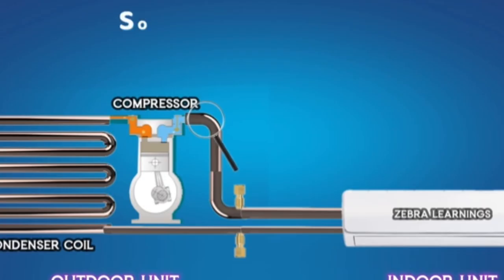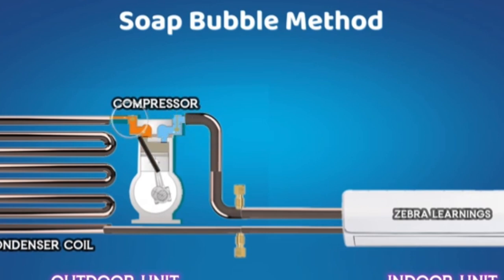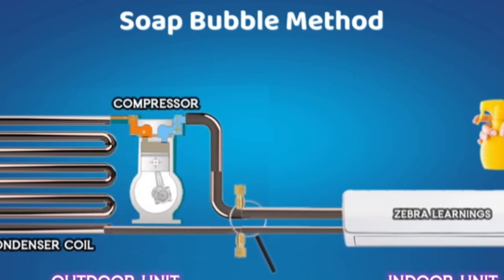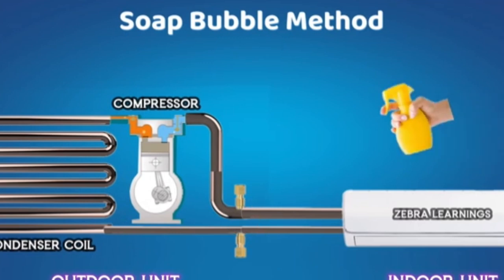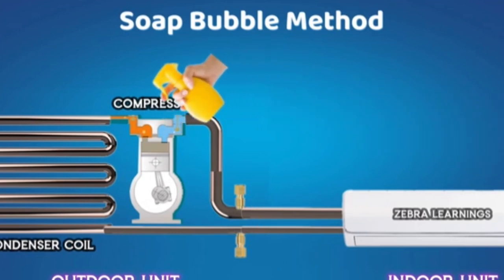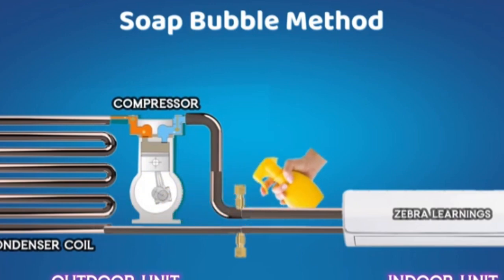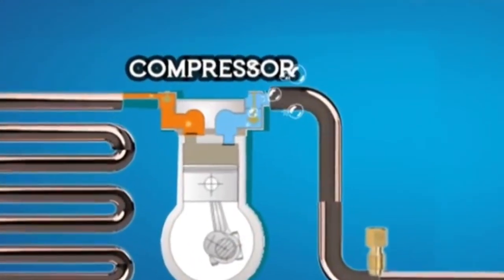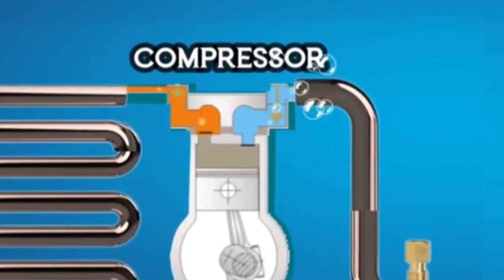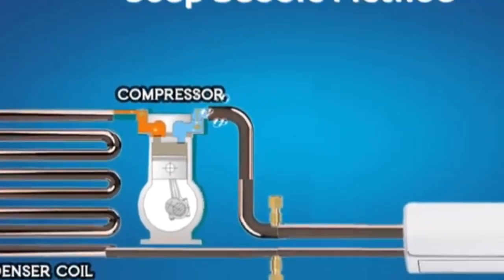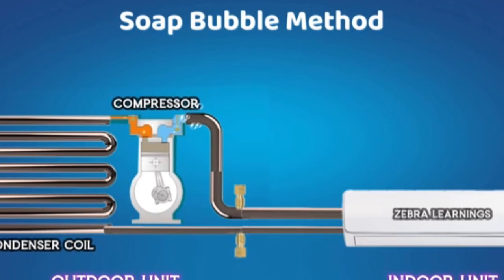First, let's see how to find a refrigerant leak using soap bubbles. Soap bubbles should be applied wherever there is a possibility of leakage, for example, in the joints of evaporator and condenser coils and service valves. If there is any refrigerant leak, bubbles keep coming out. If the bubbles continue to come out, it means there is a refrigerant leak.